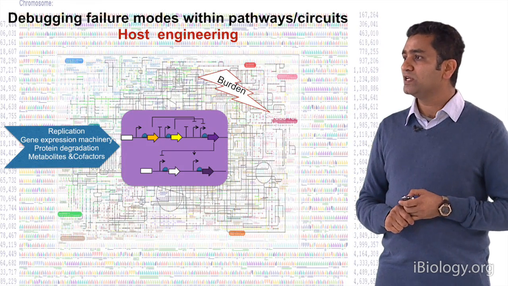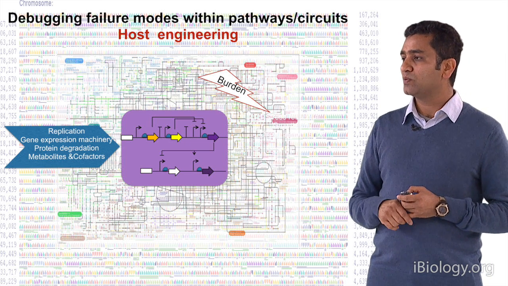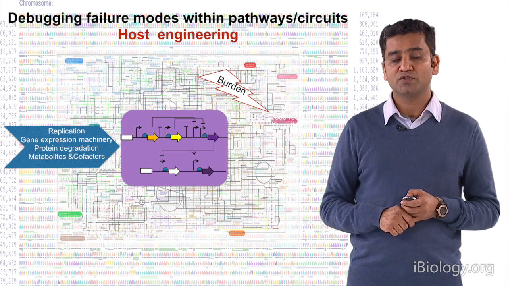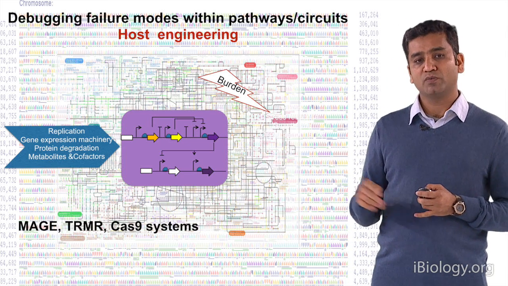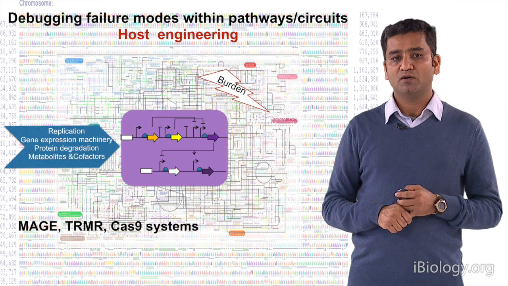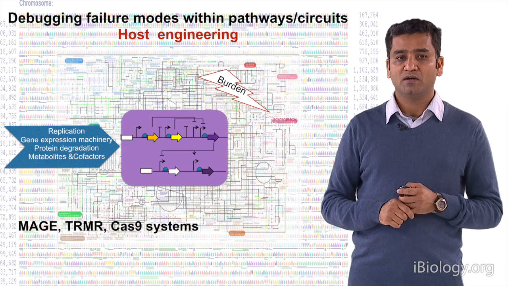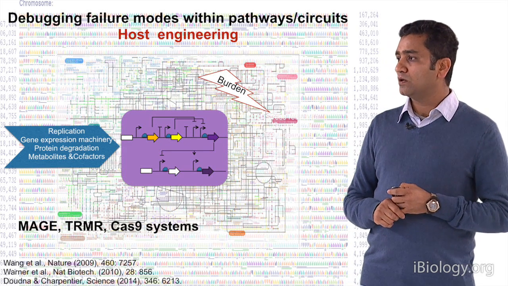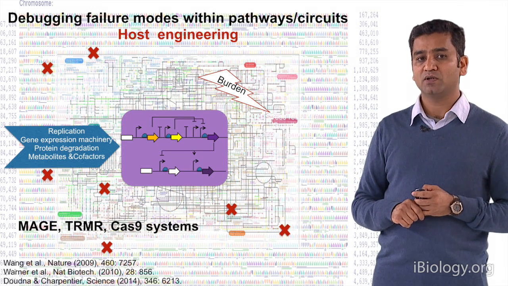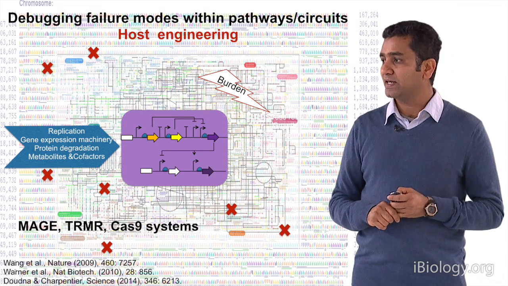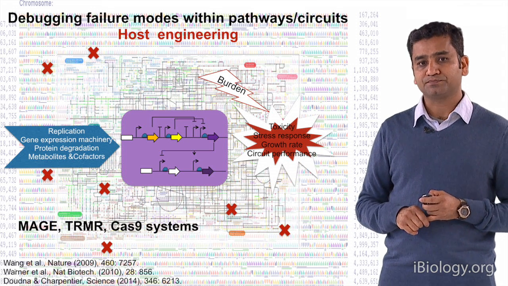The second thing is, how do we debug the failure modes that we have with host engineering? There are a variety of methods people have used, and a lot of genetic engineering approaches are currently available, some of which are shown here. MAGE, TRMR, and Cas9 systems have been really useful in E. coli, and not only E. coli, Cas9 has been shown across different systems. You can create mutations or insert a particular gene, at multiple levels of genome engineering scales, and by that you can reduce the toxicity and effects on the growth rate and physiology.